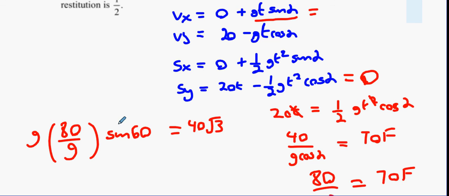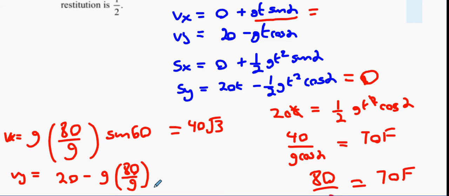Okay, and that's the Vx just before impact, and the Vy will be 20 minus g times 80 over g cos alpha, which is cos 60. This should be negative. Why does that need to be negative? Falling into the plane, so you'd imagine it should be negative. If it's not negative, something's gone wrong. So cancel. Half of 80 is 40. 20 take away 40 is minus 20.